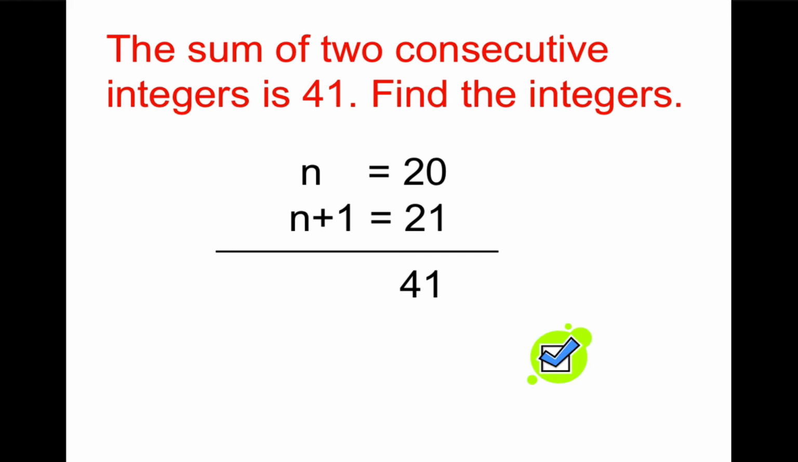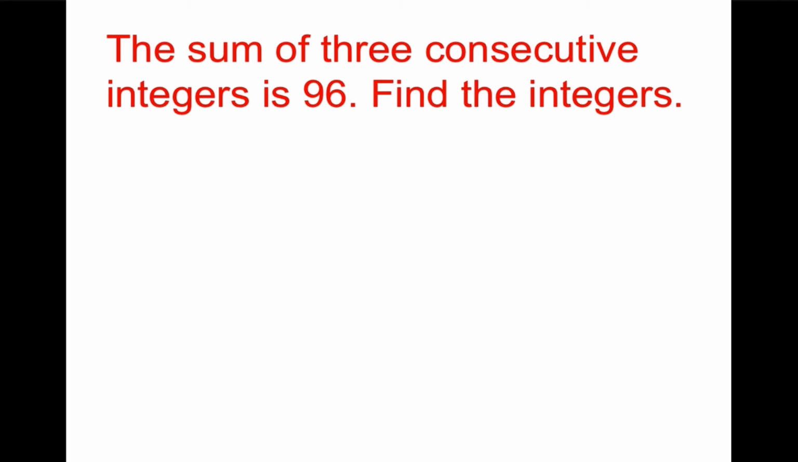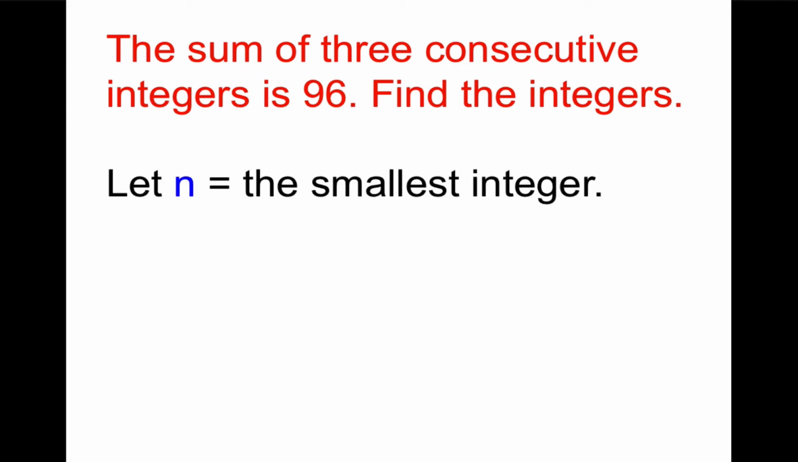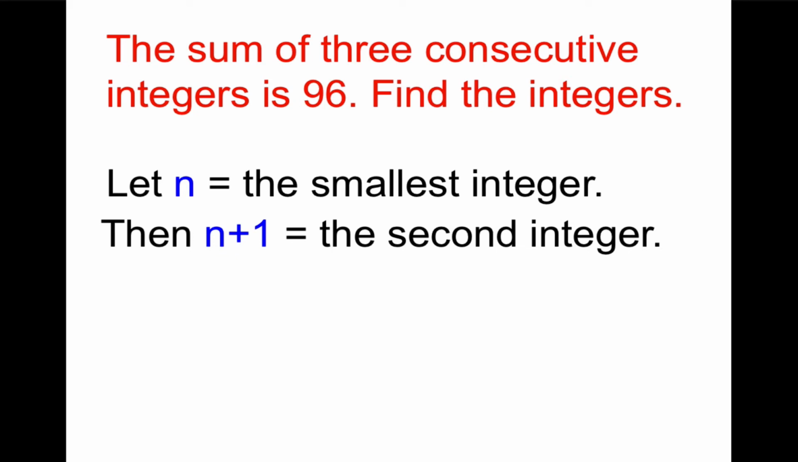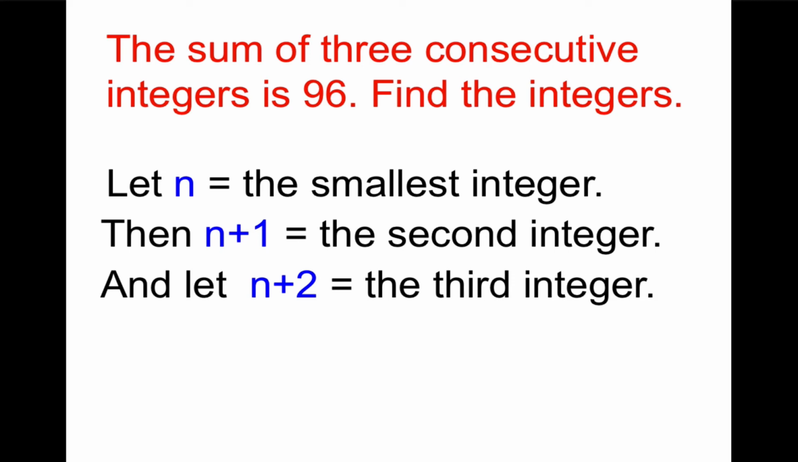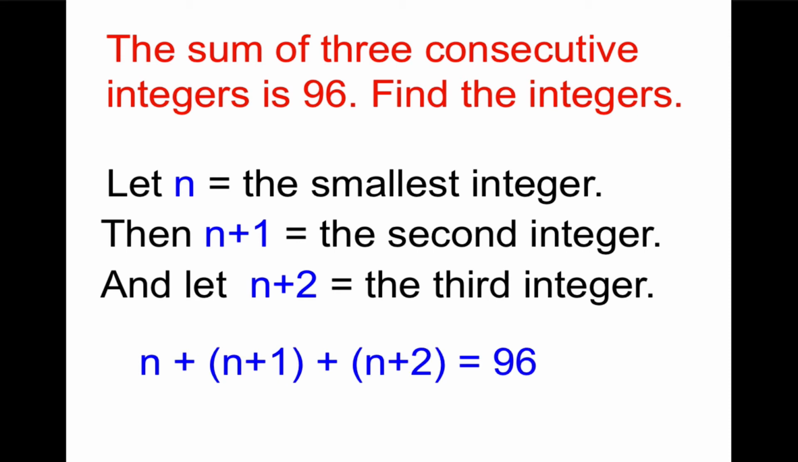All right, next example. The sum of three consecutive integers is 96. Find the integers. I'd like you to try this one on your own and then check back and see if you were able to solve it. Okay, once again, we're going to let n equal the smallest integer, and the second consecutive integer would be n plus 1, and then the third integer would be n plus 2. So in our equation, we're going to add those three things together. N plus n plus 1 plus n plus 2 equals 96. That's the sum of three consecutive integers.